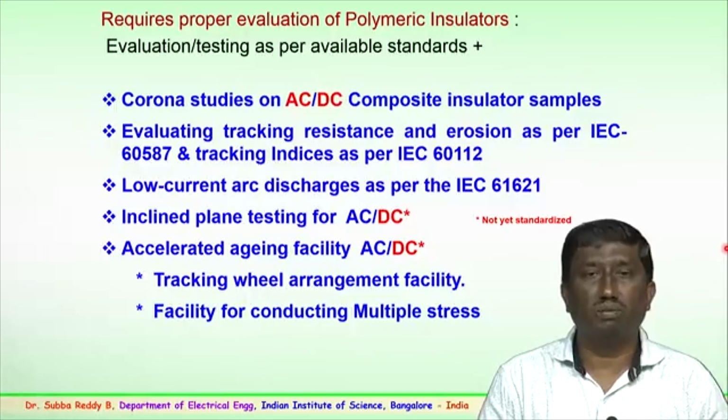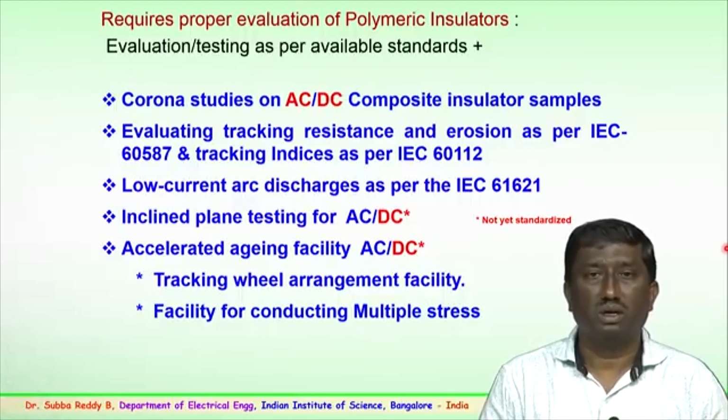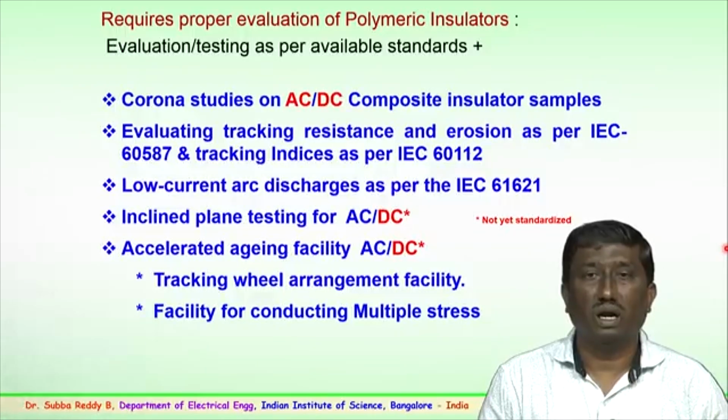Corona studies in particular, for both AC and DC, a lot of information is still required. People are working on this, on the effects on the composite insulator samples, trying to understand the phenomena and the effect on the insulators. The second point is evaluating the tracking resistance and erosion.